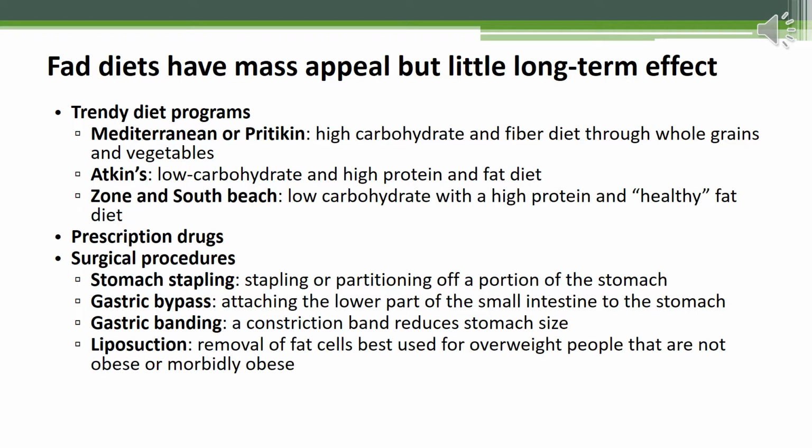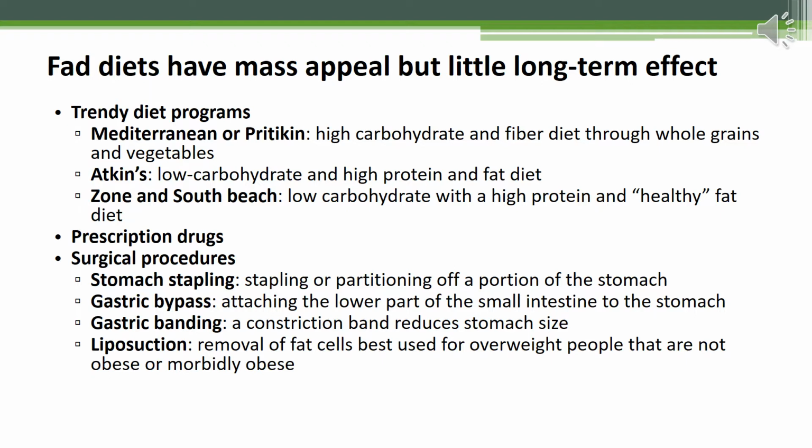Because if you don't eat carbohydrates, you begin to break down the proteins and fats in the body, which is probably a great way to get rid of fat, but it's also a great way to get rid of muscle mass. And then there's the Zone and South Beach diet, which is a low carbohydrate diet with a high protein and healthy fat consumption level. And so that is essentially the same as the Atkins diet.